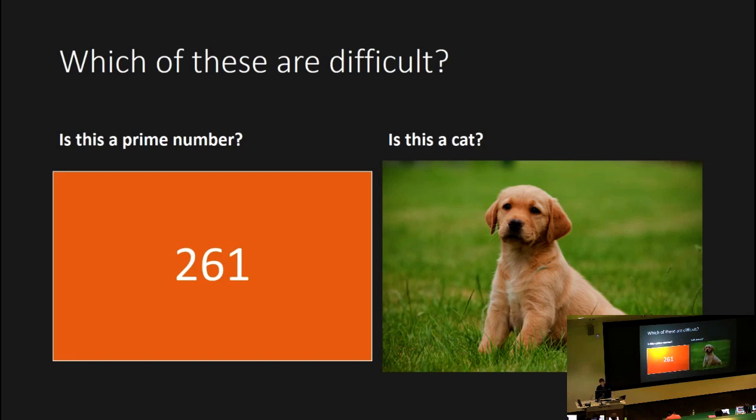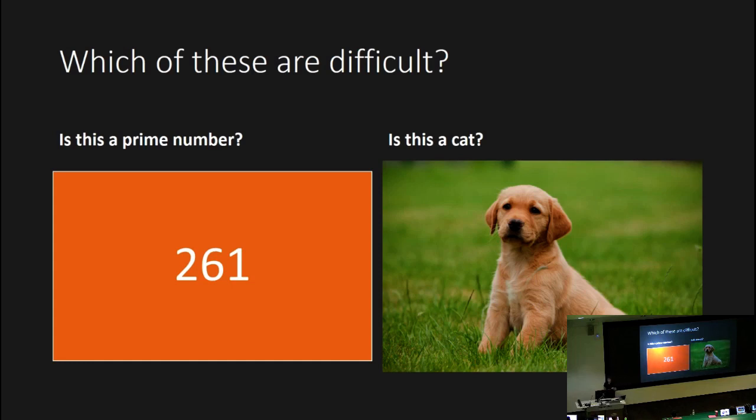So there's two questions here. Which one of these is harder for you? The left one, okay. But then again, if you're going to ask a computer to solve it, the left one is really easy. You just try and divide 261 by every number between 2 and itself, or half itself. And if there's no remainder, then you know it's not a prime number. That's super easy.